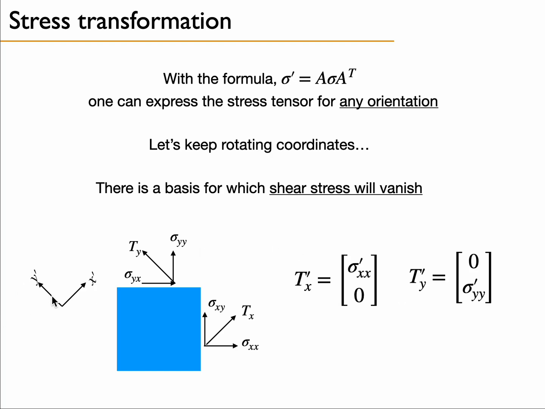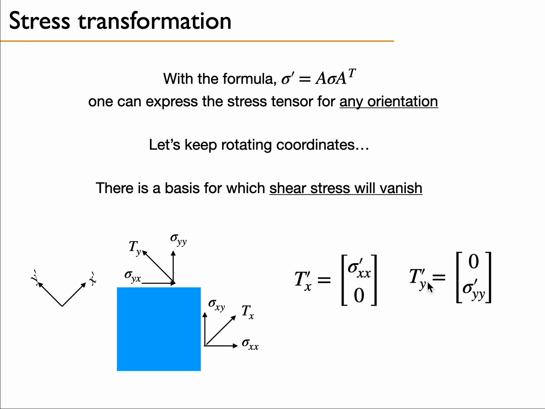So, for example, if we rotate the coordinate system by a certain angle, we can end up in a configuration in which Tx is aligned with the x prime axis and Ty is aligned with the y prime axis. So in that case, if we project Tx in the x prime y prime coordinate, we obtain only one component on the x prime direction.